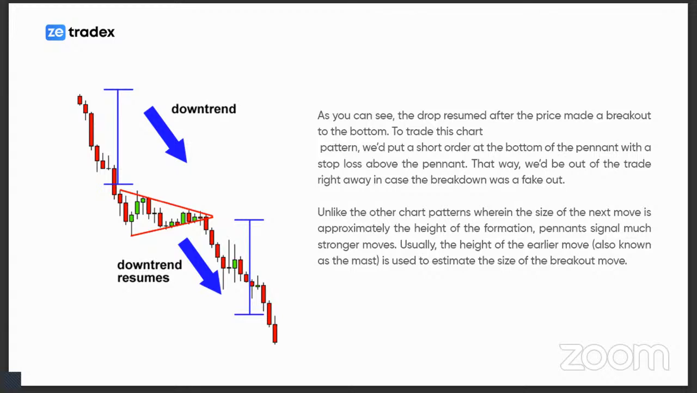Unlike the other chart patterns wherein the size of the next move is approximately the height of the formation, pennants signal much stronger moves. Usually the height of the earlier move, also known as the mast, is used to estimate the size of the breakout move. So once you have mapped out your wedge, you wait for the proper breakout. And once that breakout happens, you see what went through. The downtrend resumed, flushing down so much. So anyone who had drawn their wedge pattern very well and waited for the proper breakout should have racked up enough pips. To the next page, please.